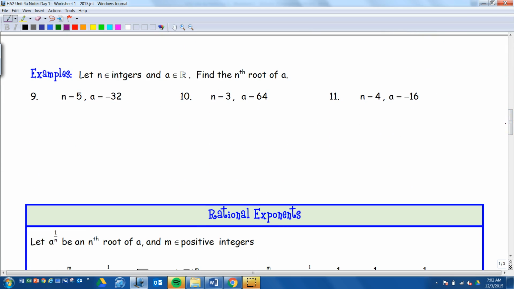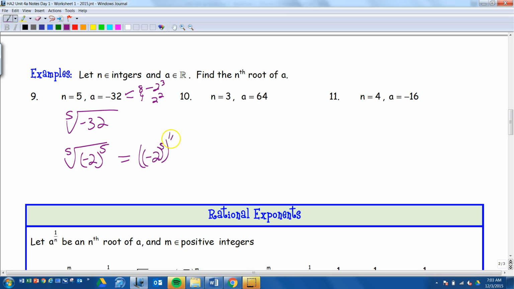So now this says find the nth root of a. So a is negative 32. So I'm finding the 5th root of negative 32. Again, to do these, you have to turn the number into the smallest possible base number. 8 and 4, that's 2 cubed and 2 squared. So we get the 5th root of negative 2 to the 5th. Again, if you can't see it in this format, you can rewrite it as negative 2 to the 5th to the 1/5. And sure enough, these cancel, and you're left with just negative 2. So the nth root of a is negative 2.